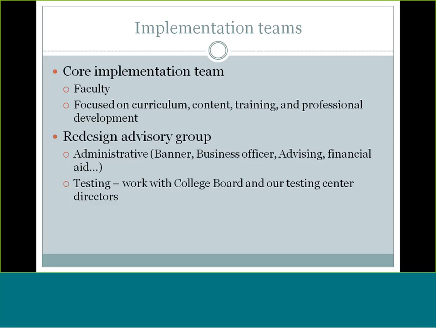And then overall at the system level, we have a redesign advisory group. They're administrative folks: Banner, business officer, advising, financial aid, and a few of our experts from different institutions who we can call and say, okay, we know that we have this particular challenge in Banner. What's the best way to address that, both long-term and short-term? Long-term, we know it means working with Volusian and getting a couple of different things put in place for programming, but short-term, what do we need to do to be able to block co-requisite classes? Because we want to do this now.